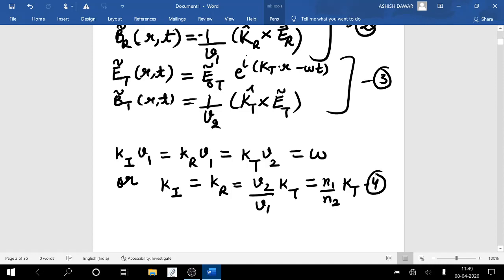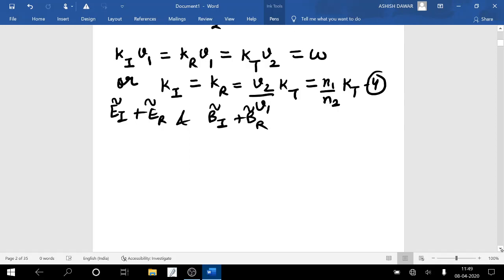The combined fields in medium one must be joined to the fields ET and BT in medium two. So the combined fields in medium one are EI plus ER and BI plus BR, and in the second medium we have the fields ET and BT.